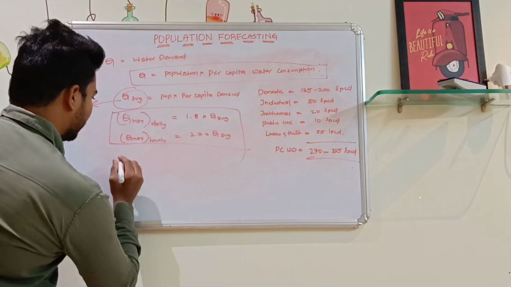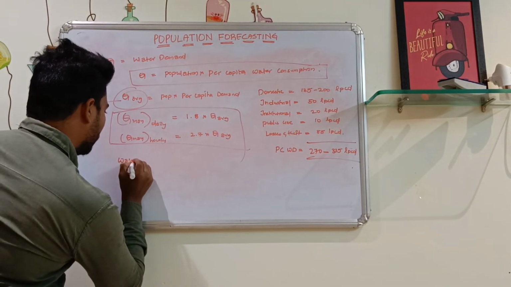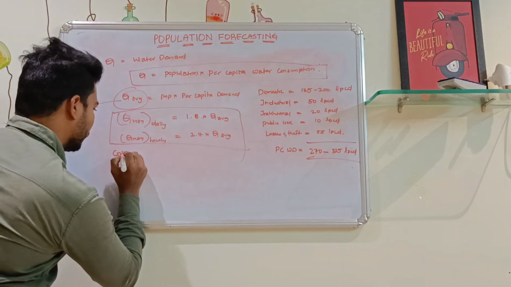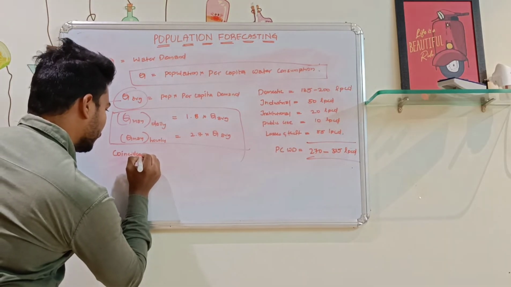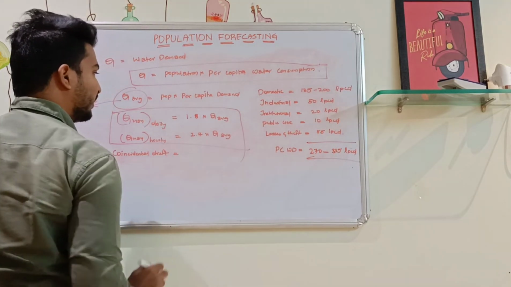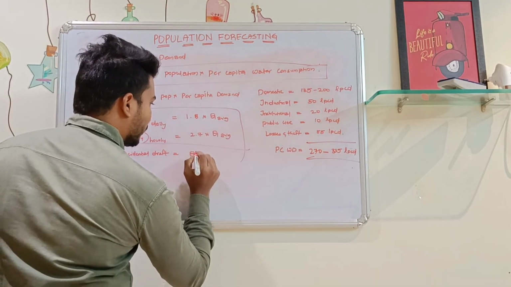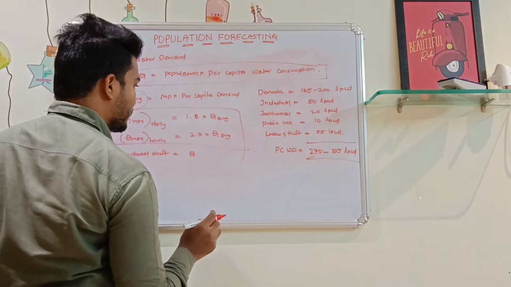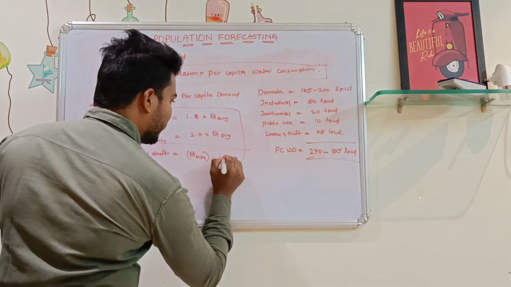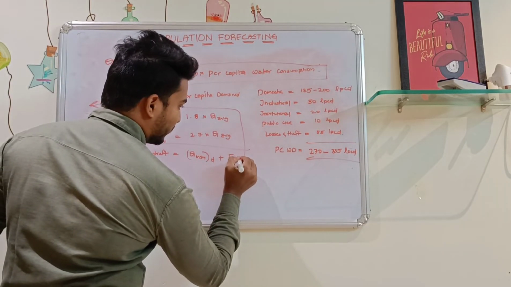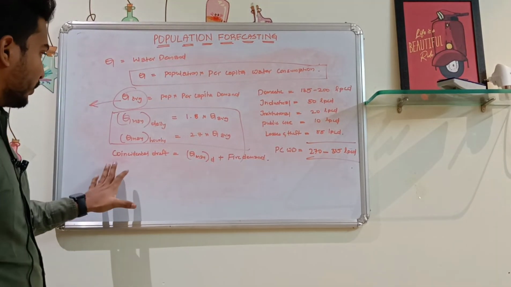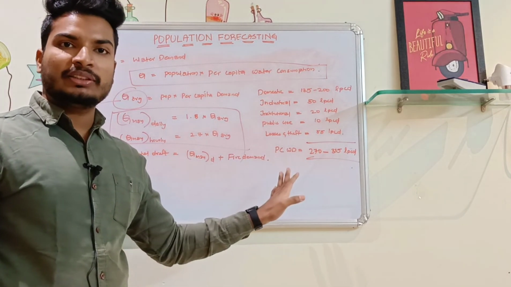Water demand. There is one more term, coincidental draft. Coincidental draft is Q max daily plus fire demand. So coincidental draft is nothing but Q max daily plus the fire demand.